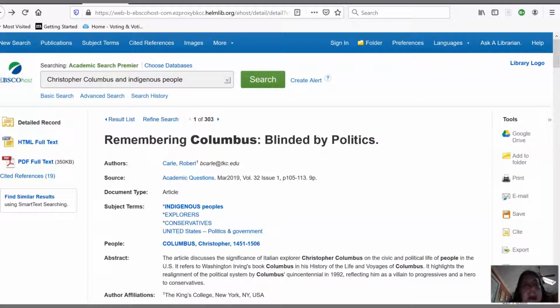So if you were writing a paper comparing, let's say, the opinions of Christopher Columbus in classical scholarship, and how he was viewed in the 1800s and 1900s, and compared to how he has been viewed since 1992, where you've had kind of a reevaluation of the role of Columbus, especially towards indigenous people, this might be a fine article. It does take a conservative point of view, and I'm going to show you how I've discovered that.